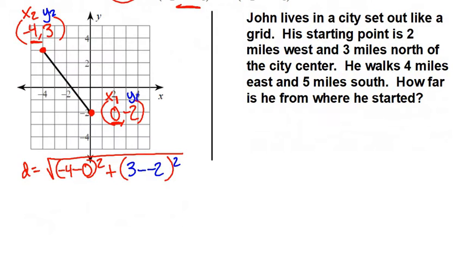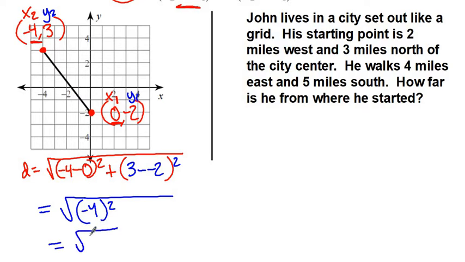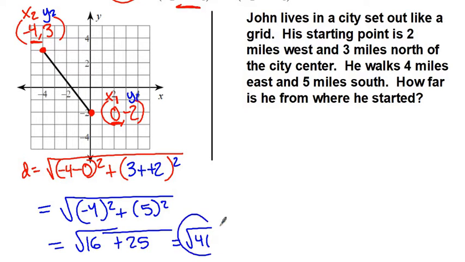Well, basically, we can just simplify that out. So if you simplify this, you're going to get -4 minus 0 is -4. And when you square that, you get +16. And then we're going to add 3 minus -2, which is like 3 plus 2. So that's going to be 5 squared, which is 25. And that means when you add those, you get the square root of 41 as your distance. So that is how we would simplify.